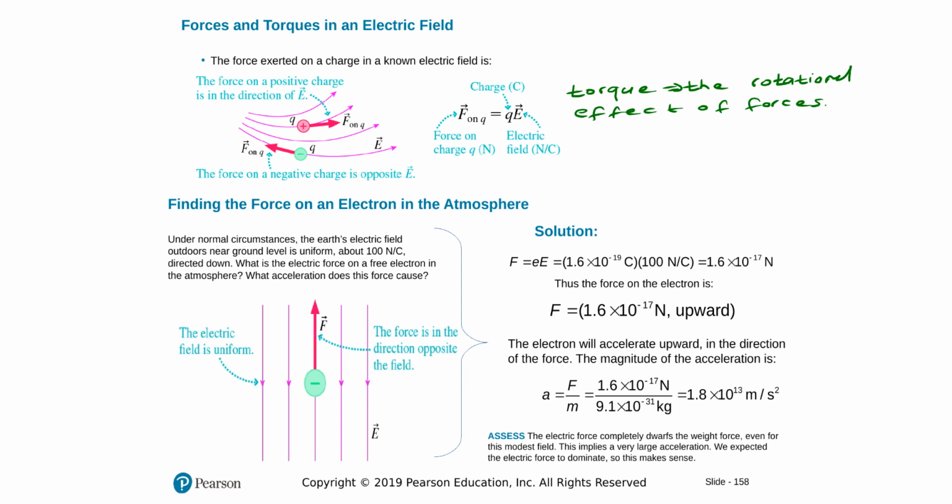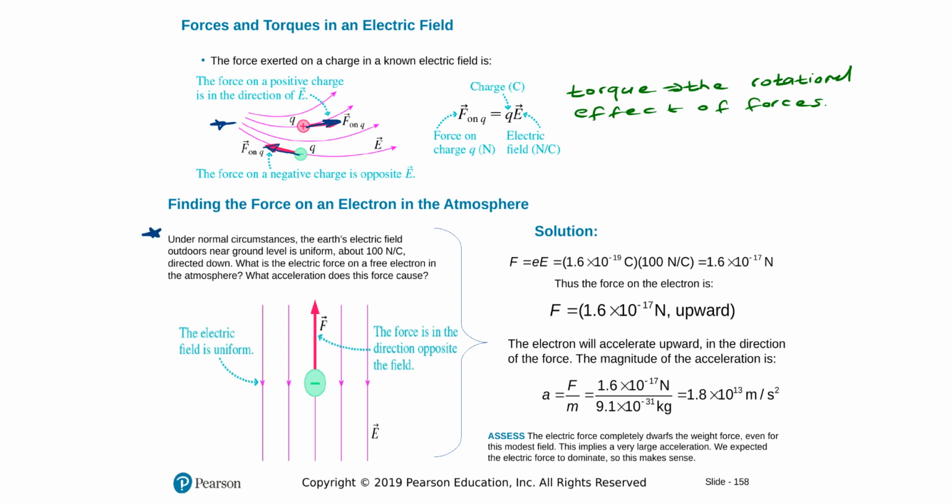We know when we put charges in the electric field, they are applied a force. Positive charge is pushed in the same direction as the electric field, and negative charge is pushed in the opposite direction, as we see in this figure here. So if we put a charge in electric field, it will be applied a force. This is something we know.